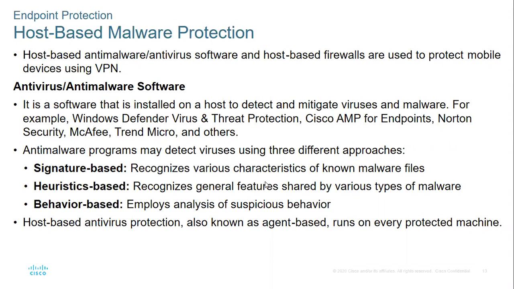But these companies went further to include behavior-based, which employs analysis of suspicious behavior. So when we use heuristic and behavioral-based, these are able to detect new or unknown malware or viruses. If there is a file which is trying to switch off the antivirus or trying to switch off the firewall, then the software will be able to recognize that this is a virus or malware. Why is it trying to switch off the antivirus? Or why is it trying to switch off the firewall?